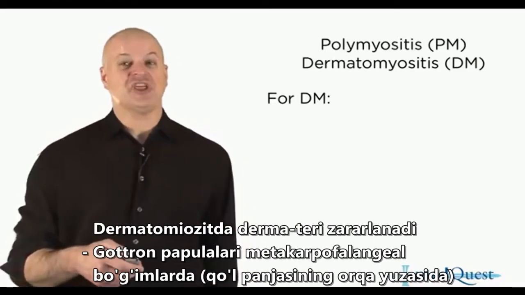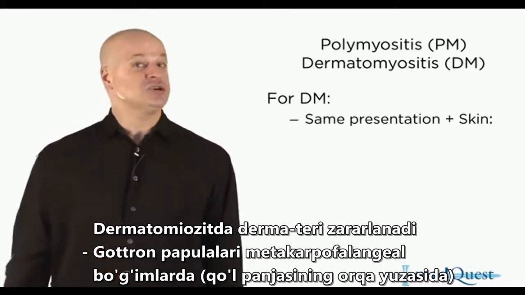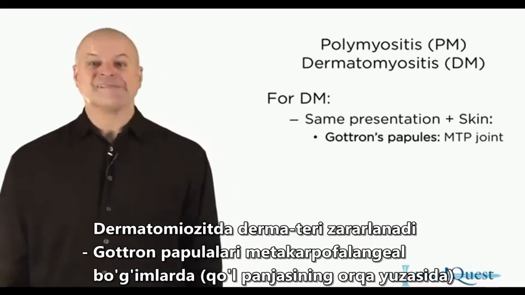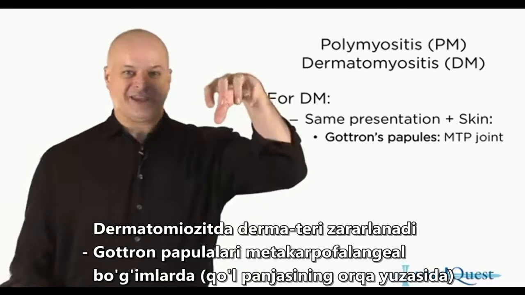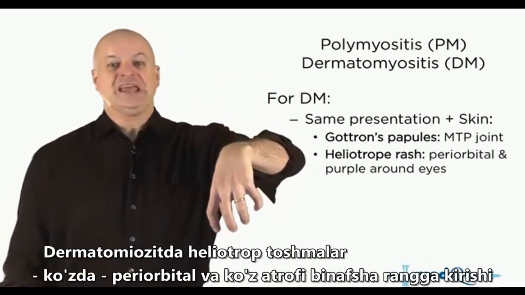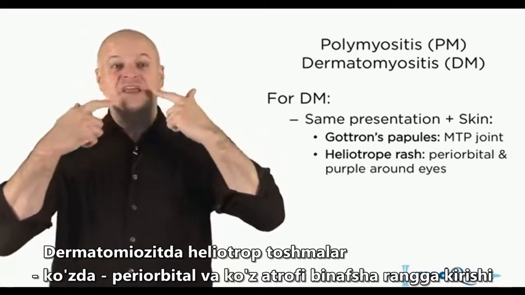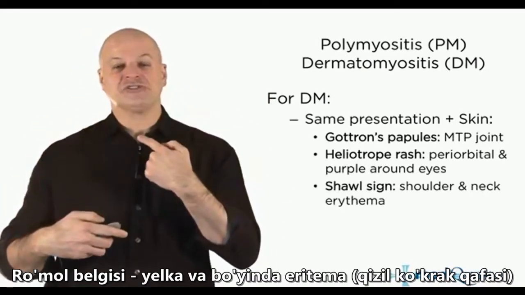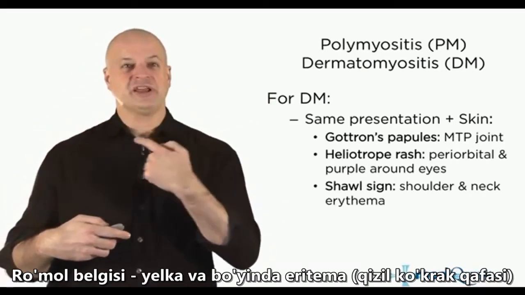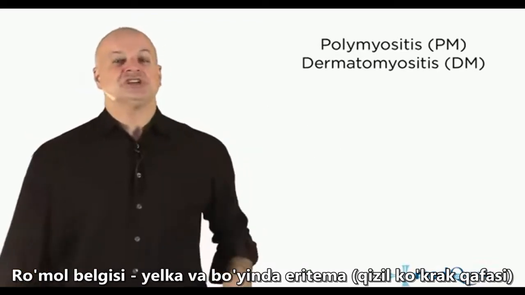Dermatomyositis, with the emphasis on the dermato. Gottron papules on the back of the hands. Heliotrope rash around the eye. And shawl sign. Red chest.